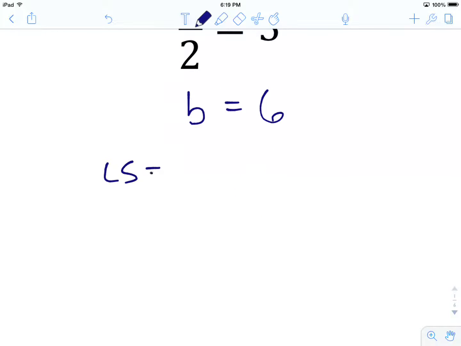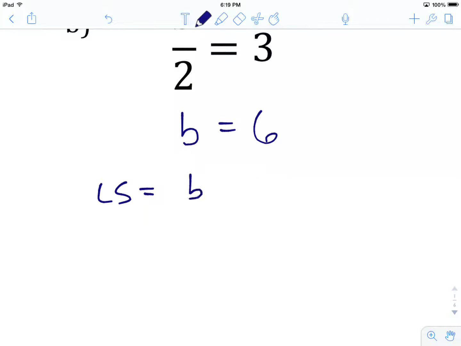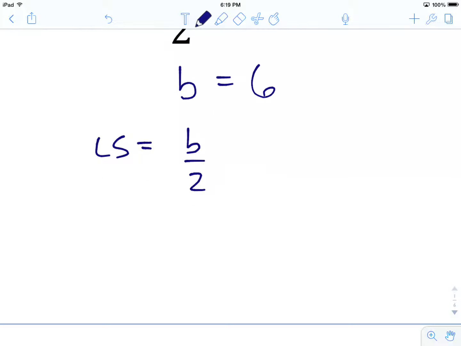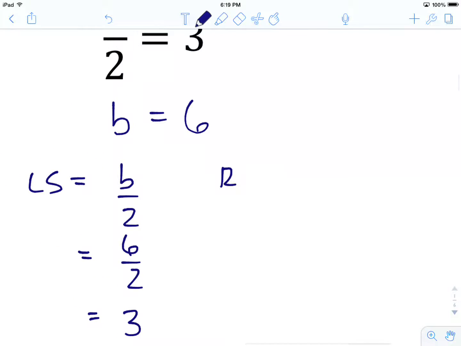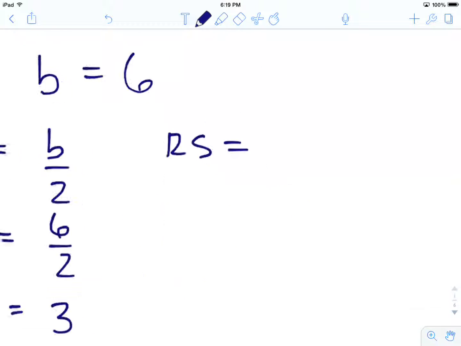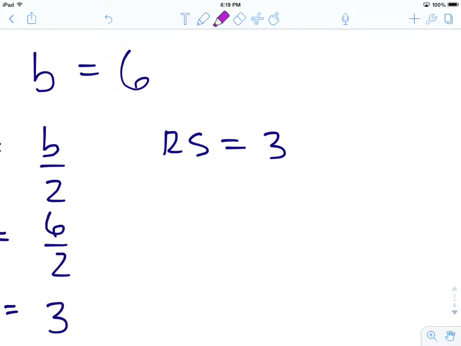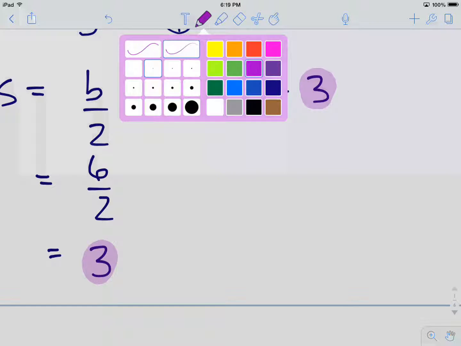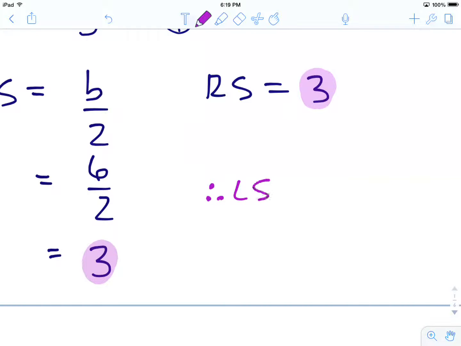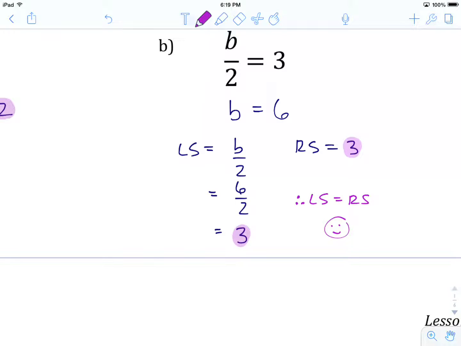So the left side of my equation is equal to B divided by 2. I'm going to substitute in the value I think is correct for B, which is 6, and then do that math. 6 divided by 2 is going to give me 3. Let's look at the right side of our equation. Right side of our equation has just a 3. So let's look at these two values. We've got 3 on the right side, 3 on the left side. Therefore, our left side is equal to our right side, and happy face, because we got the right value for B as shown in our check.